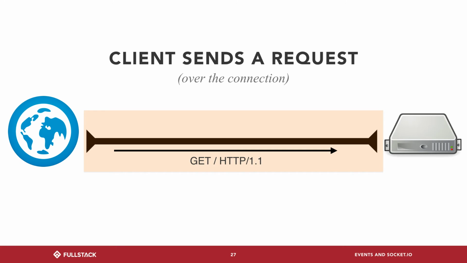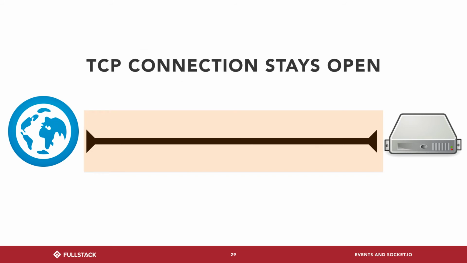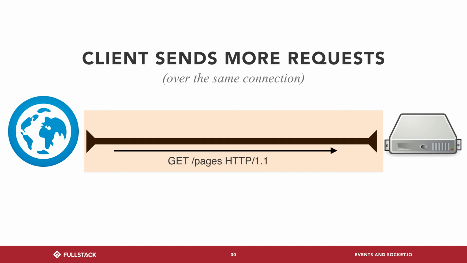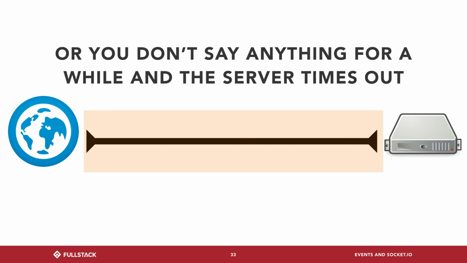And then over that persistent stream, we can send HTTP requests. So we send a request, get a response. Typically, the connection stays open for us to send more requests and get more responses. Eventually, you close the tab, or you navigate away, or in some cases, the browser just has too many sockets open, and so it starts closing them down, and one side terminates the connection. Or the server gets bored, like you haven't said anything for a while, and it terminates the connection.